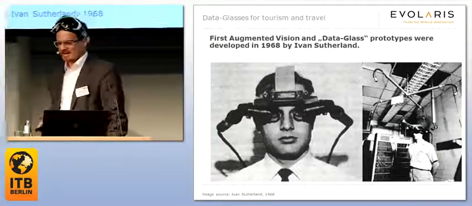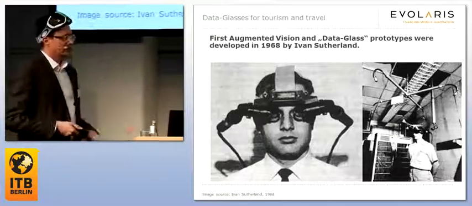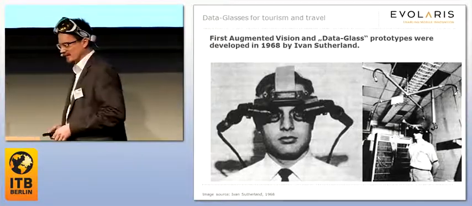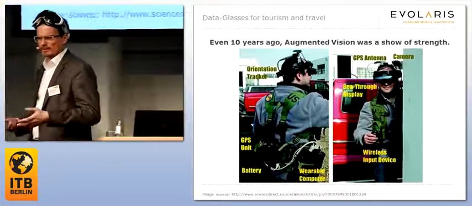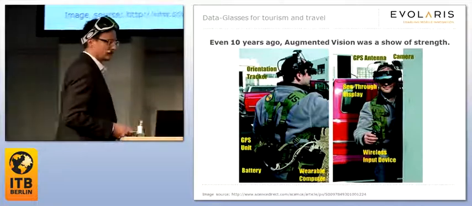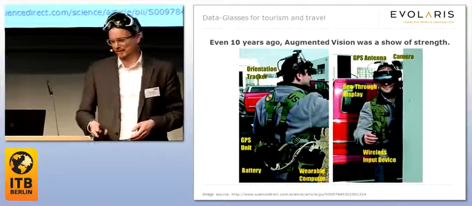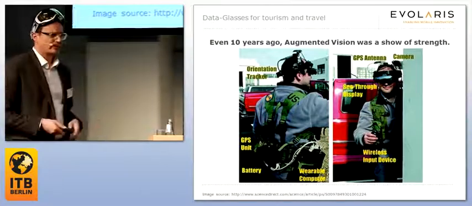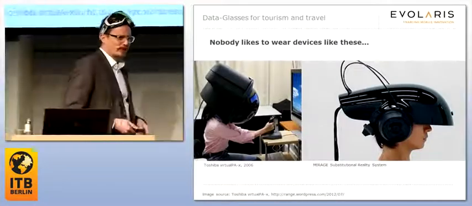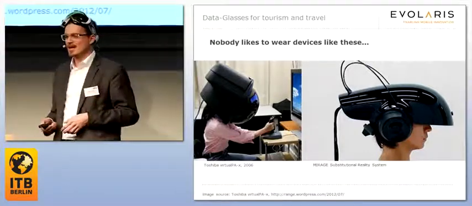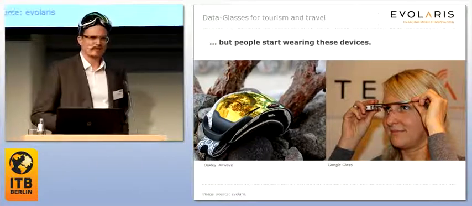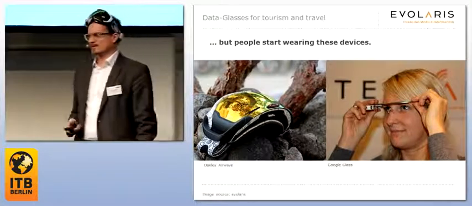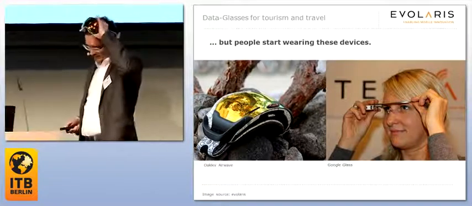Of course, the concept or the idea of data glasses isn't completely new. That's a good example, or one of the first examples, from Ivan Sutherland from 1968. Even 10 years ago, wearable computing, or visual wearable computer, was a show of strength, Kraftakt in German, because the hardware was still that huge and heavy, especially battery packs and so on. And of course, no one wants to run around like this, or at least me. But people start more and more to wear such devices. And of course, other companies start to develop services based on these technologies, like this smart ski goggle.